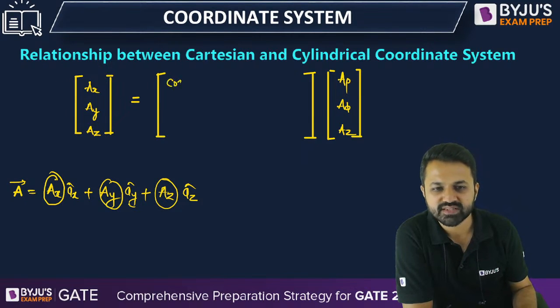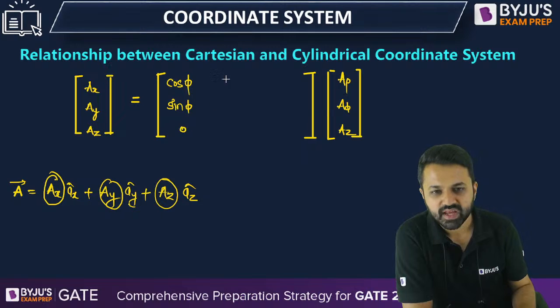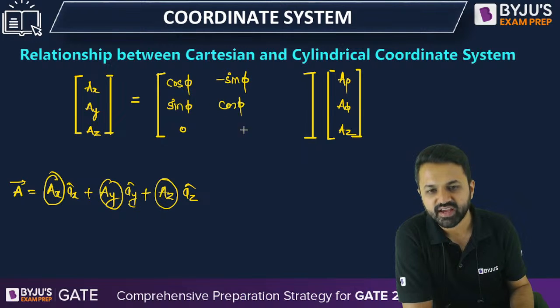You can use this matrix. So this is cos phi, sin phi and 0, and this is minus sin phi and cos phi and 0, and this is 0, 0 and 1.